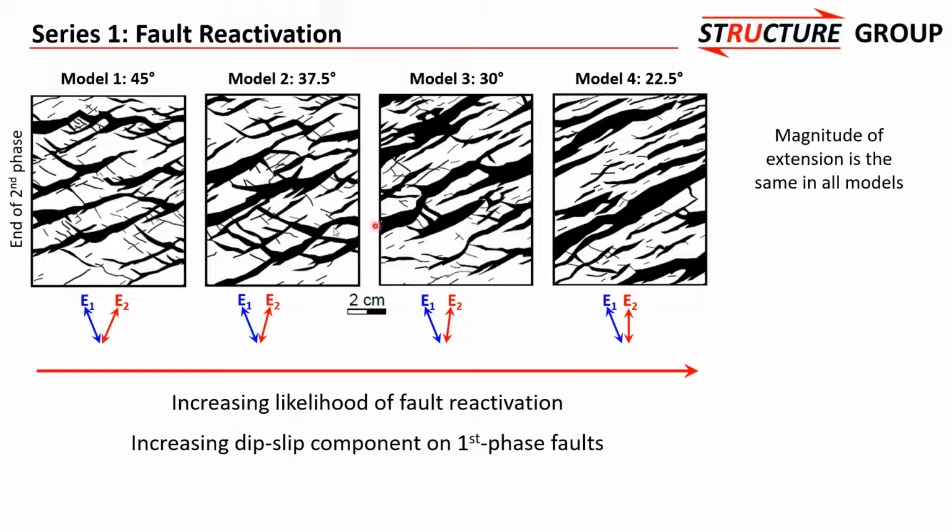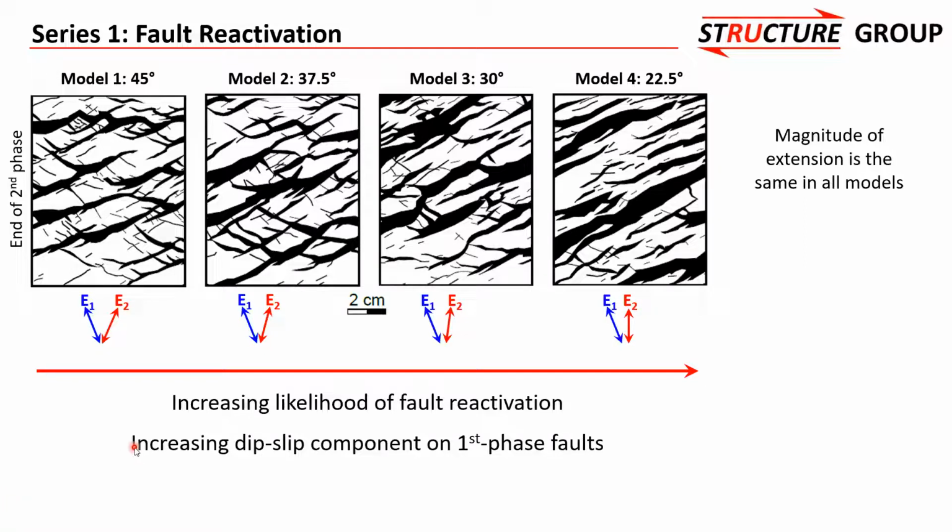Again, the magnitude of extension is the same in all of these models. So what we're really seeing on the top surface of the model is a difference between the component of normal versus strike slip on each model, or the amount of obliquity on each of these pre-existing faults. As you decrease the angle between your first phase and second phase extension direction, you see an increase in the likelihood of fault reactivation. We're seeing more faults being reactivated, but we're also seeing an increase of the dip slip component on the first phase faults.